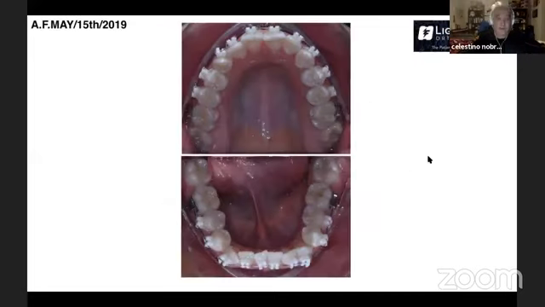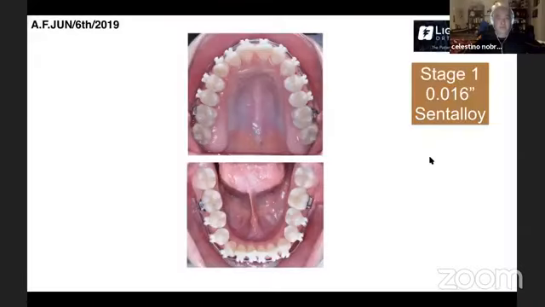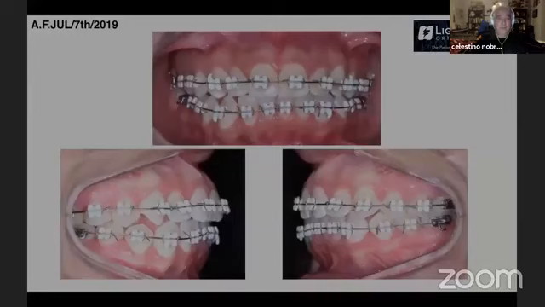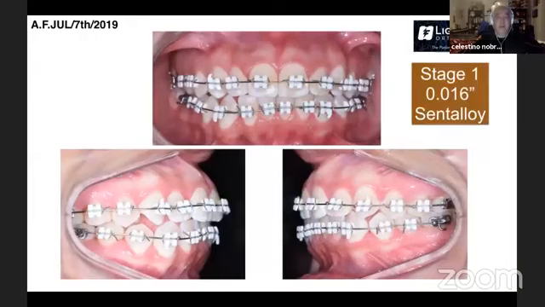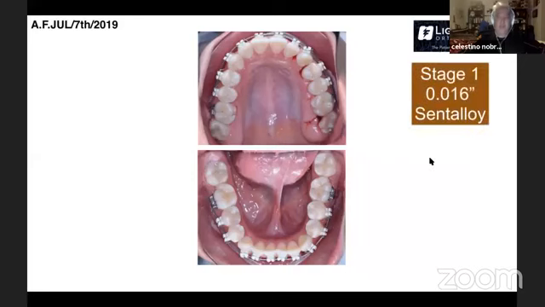Again, same 16 cent alloy. Just leave the arch wire right there. Same 16 arch wire for 3 months, which means that in theory we don't need to see the patient on a monthly basis. We can see the patient every 8 weeks.